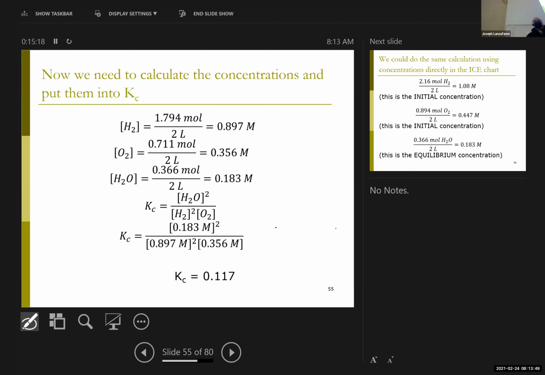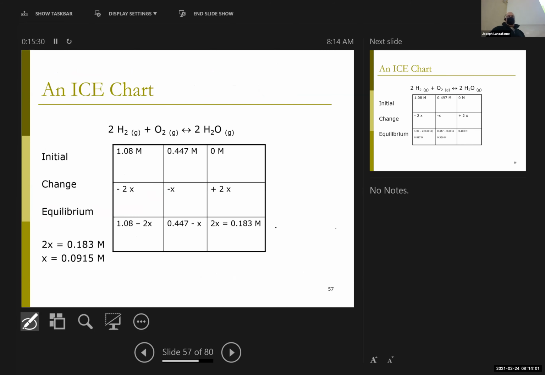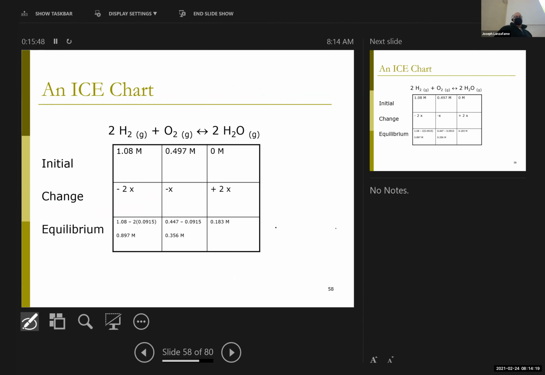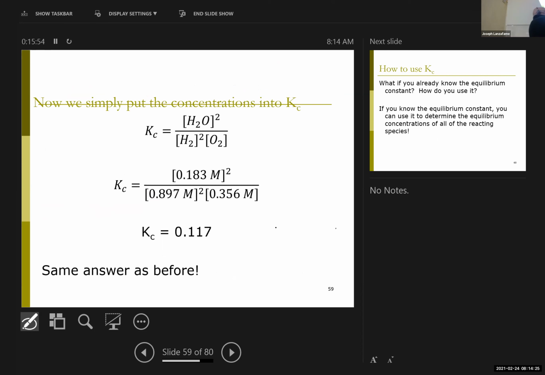And so I could have done it in molarity if I wanted, right? I had the moles, divide them by liters up front. There's my initial amounts in molarities. There's my final amount in molarities. It's a slightly different ICE chart, which gets me to the same point, right? The number's different, but the value's the same, because the unit's different. X is now 0.0915 molar instead of 0.1833 moles. If I solve it and plug it in, I get exactly the same answer for Kc.